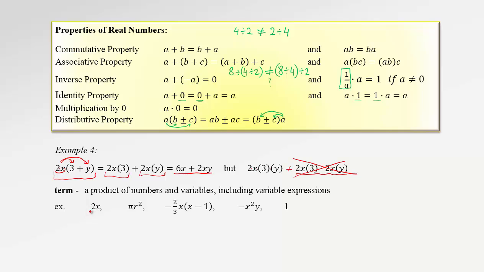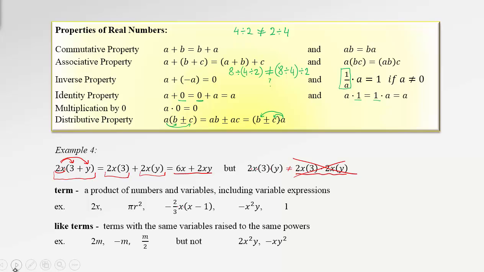Here are the examples. 2x, it's a term. Pi r squared, another term. Negative 2/3 x times x minus 1 in a bracket. It is a term because negative 2 over 3 is a number, x is a letter, and here we have a bracket and expression. Everything connected by multiplication. Another term, negative x squared y, or as simple a term as just 1. Those are all examples of terms.